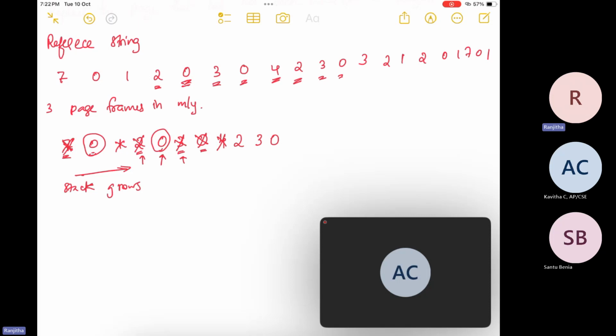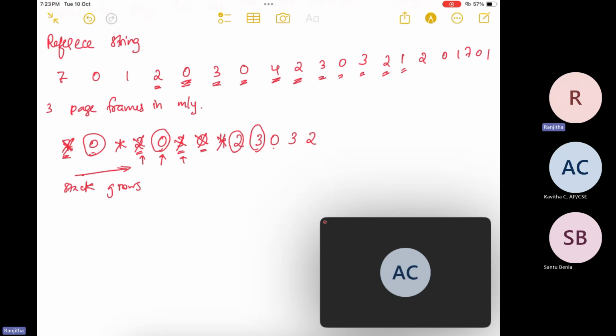Now when 3 is referenced, 3 is already present, so just bring it to the front of the stack. There is no page fault or replacement. Now again 2 is referred, 2 is already present. Bring 2 to the front of the stack. So 2 is the most recently used, 3 is the second most recent, and 0 is the last one. 0 will be the next victim.